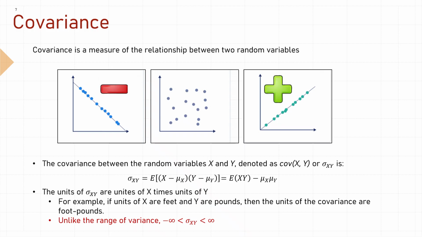This range means that a large positive value shows a strong positive relationship. As one increases, so does the other. A large negative value shows a strong negative relationship. As one increases, the other decreases. A value close to 0 means there's no consistent relationship between x and y.